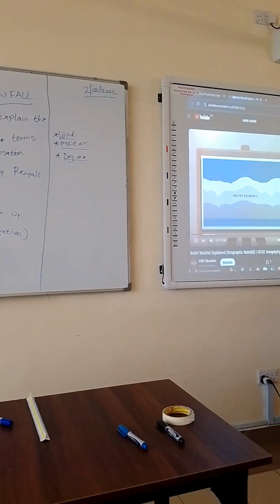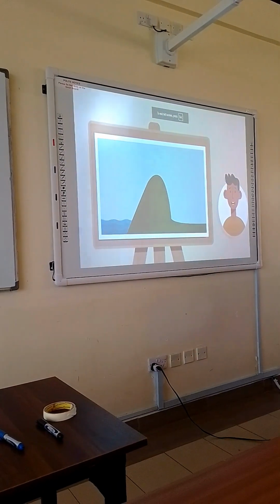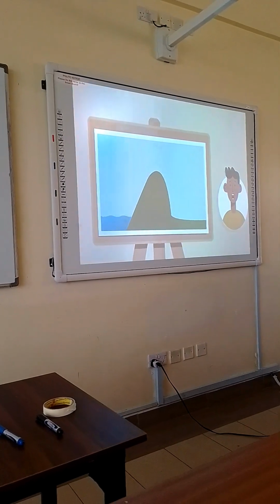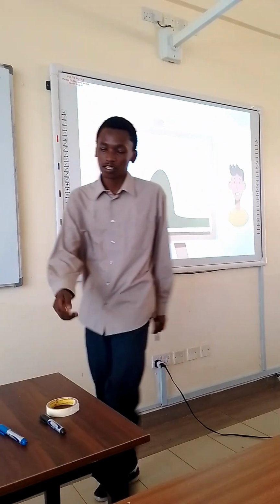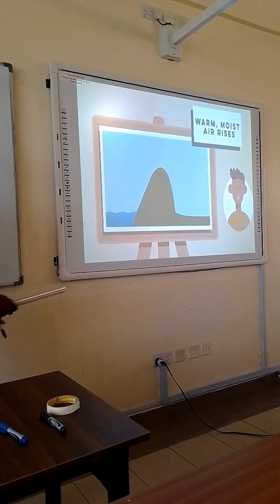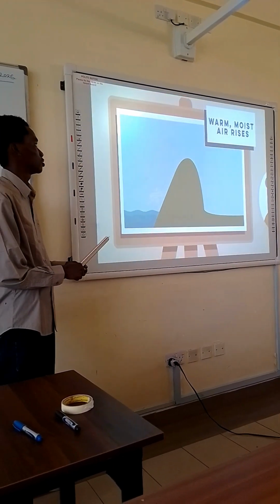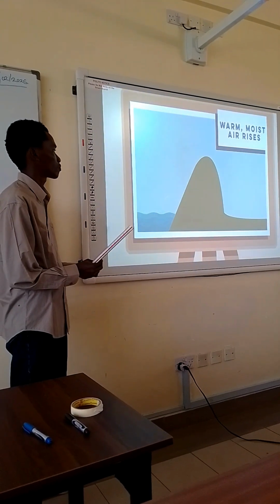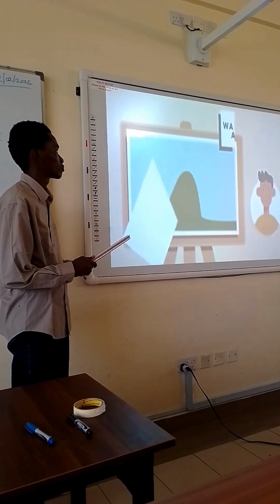A common occurrence in certain geographic areas. That may seem complex, but I'll break it down into some easy to follow steps. Step 1 is warm, moist air rising. Relief rainfall occurs when warm, moist air is forced to rise over a mountain or hill. This usually happens when prevailing winds bring air towards a mountain range.